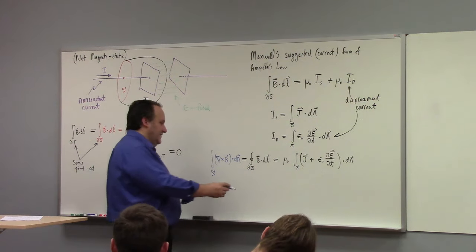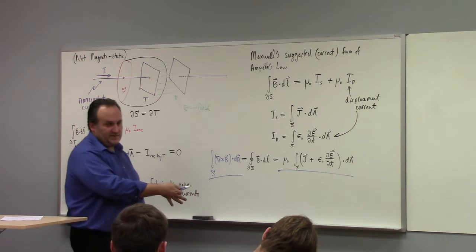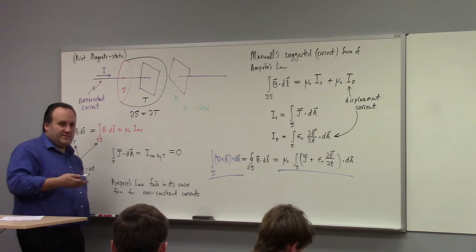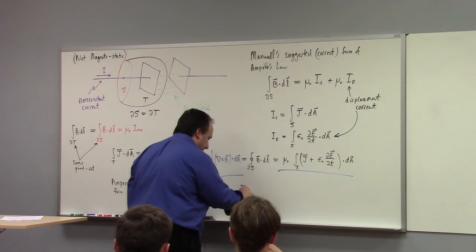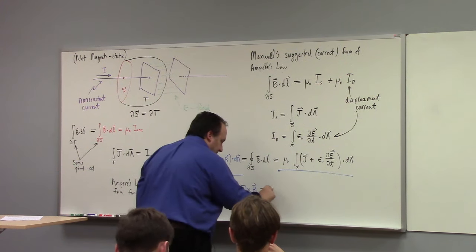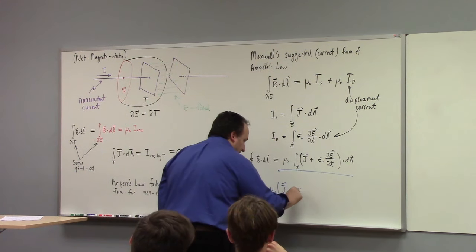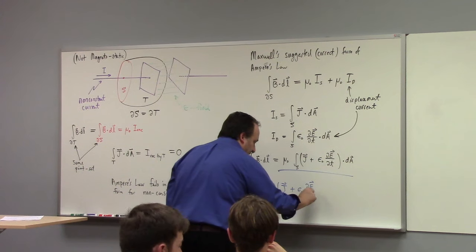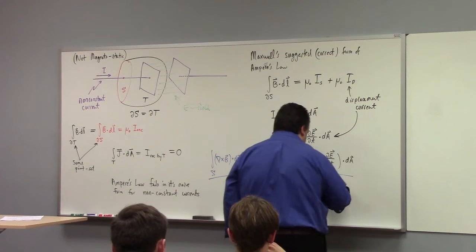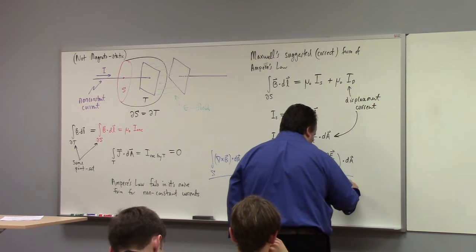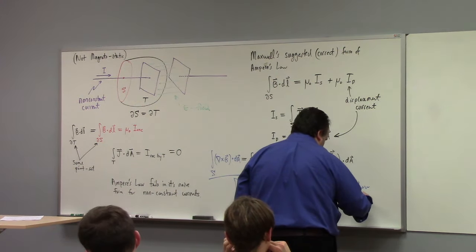But the thing is, if this is true, if this is equal to this for arbitrary surfaces, well, this reveals that there's also a fundamental differential relation between the curl of the magnetic field and this right over here: mu naught times J plus epsilon naught partial E partial t. So this right here is Ampere's law, with Maxwell's correction.